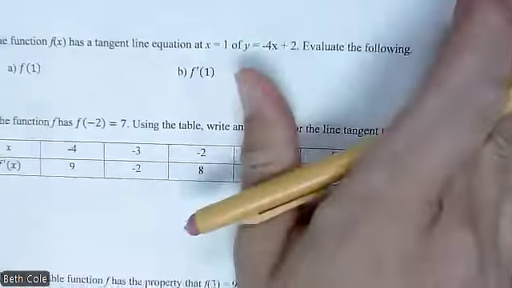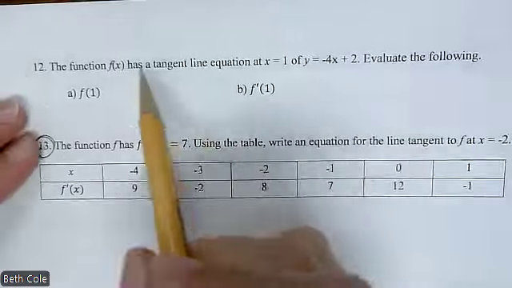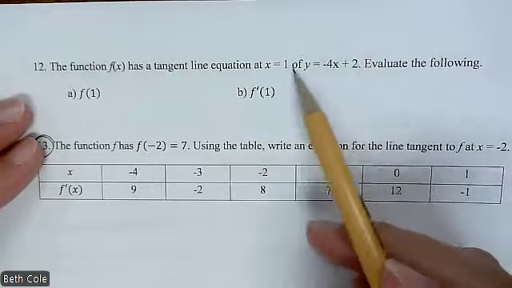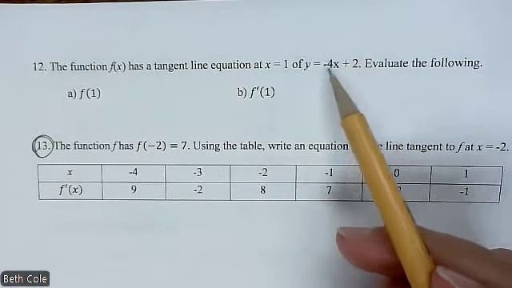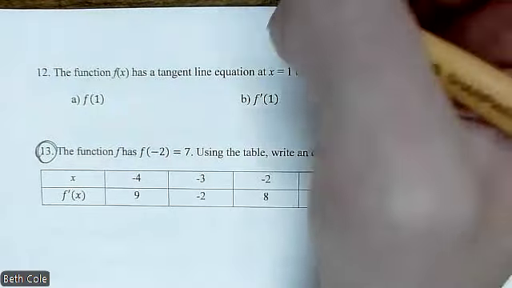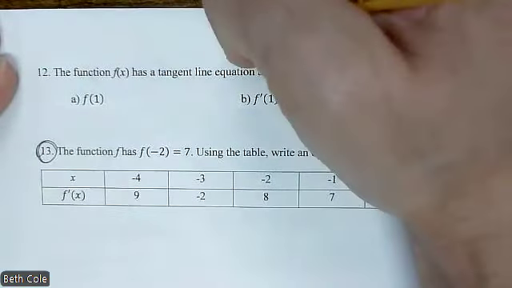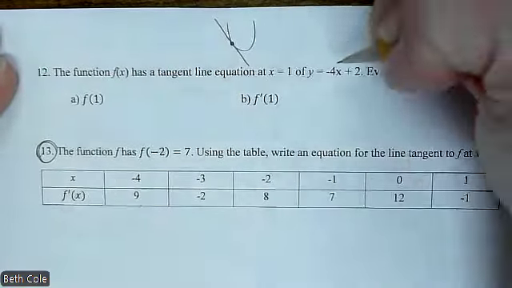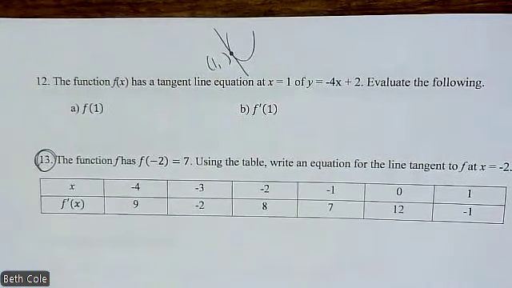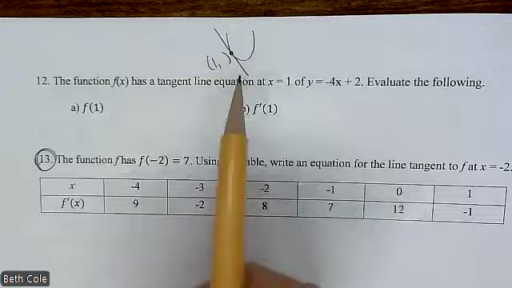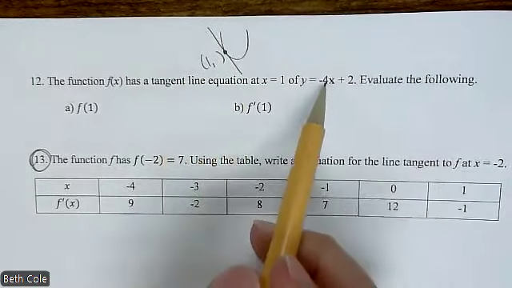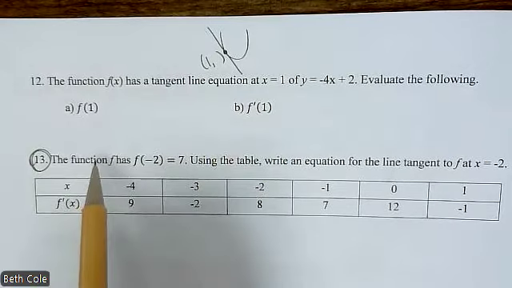All right, the function f of x has a tangent line equation at x equals 1. You don't have the actual graph, you just have the tangent line. So just to give you a visual, just pretend your graph is a parabola and this is your tangent line, at the point 1 comma something. If you don't want to draw that, fine. A visual can help sometimes. Why did I draw it going downwards? Negative slope. Good. Okay. So it says evaluate the following.